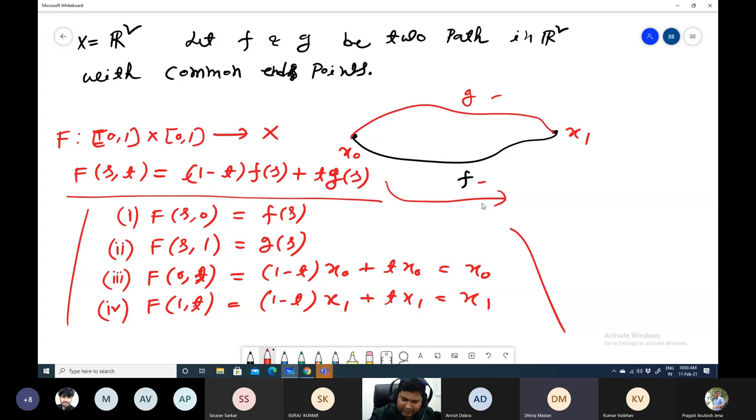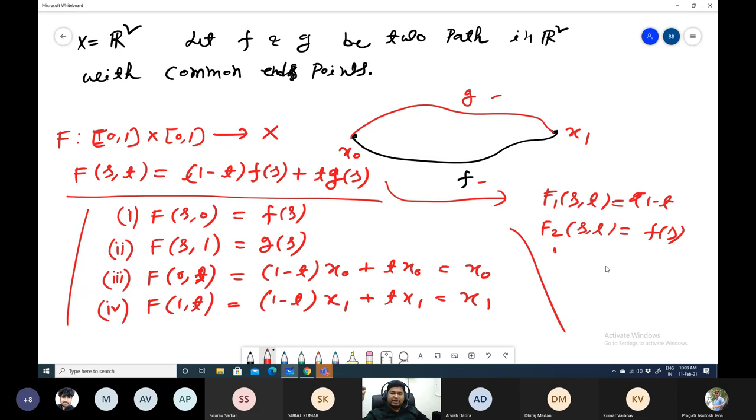Not even an exercise. So you can define many maps, say f1(s, t) = 1 − t. This is constant in s, but that is a function. Then you can define another map, (s, t) to f(s). It is also continuous. Similarly, you can define g(s, t), and all of these are continuous functions, and these are compositions of continuous functions only, just product and sum. So it is continuous. This is a trivial one.